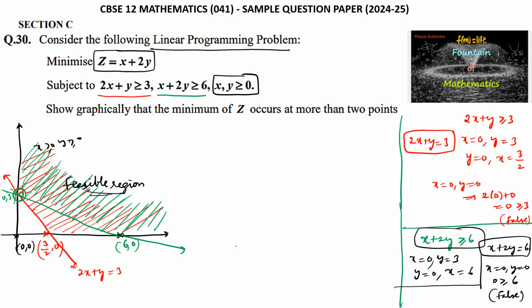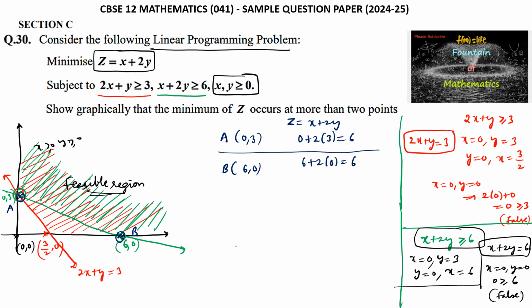And now we have 2 corner points. Say this is A and say this is B. So A is the point 0, 3 and B is the point 6, 0, and the value of the function z is equal to x plus 2y. If I substitute here, you will get 0 plus 2 into 3, which is equal to 6, and here 6 plus 2 into 0, which is equal to 6. At both the points you are getting the same value, 6.